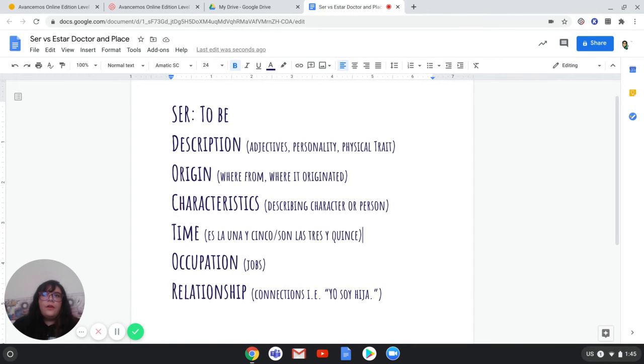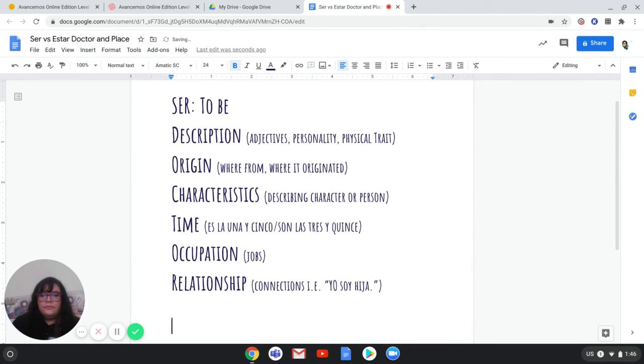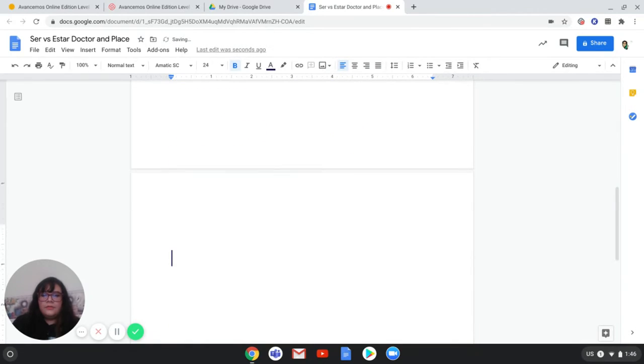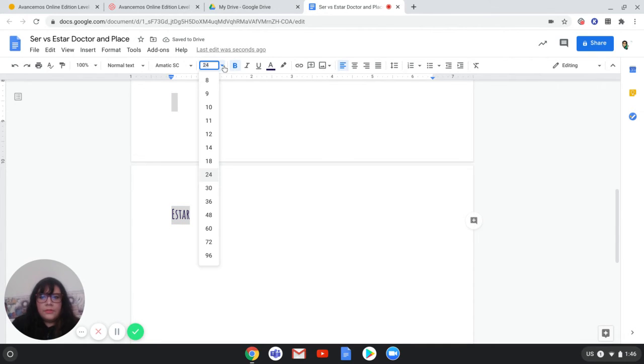So if you come across a sentence and it falls under one of these categories, you will be using the ser chart. That's soy, eres, es, somos, sois, even though we don't use it very often, and son, which is what we do use. The second option will be estar. Now I'm going to make a new page for it. For estar, now they're too small. Let me make this bigger. It's still going to mean to be, so that's not exactly changing for you.